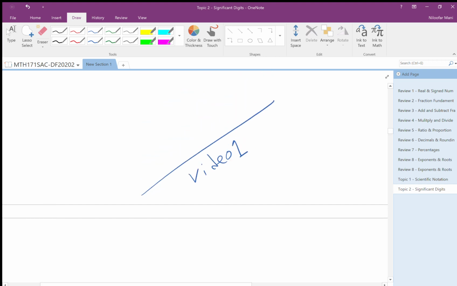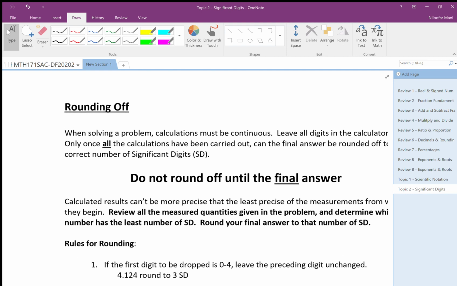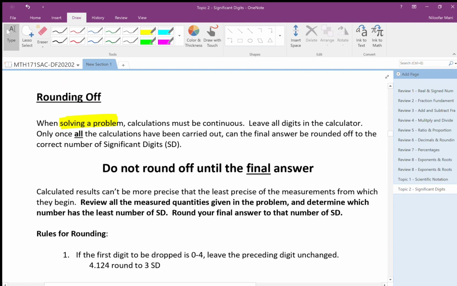Hi everyone, I continue on the lesson topic 2, which is about significant digits and rounding. So right now we are going to talk about rounding when we are solving a problem. When we are solving a problem, the calculation must be continuous, which means you have to have all the digits without any change in your calculator or on the paper, so you don't round them. You have to carry all the calculation until the end, and then the rounding must be at the end for the final answer.